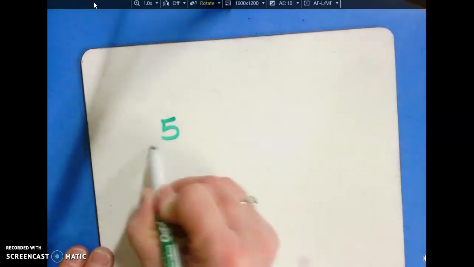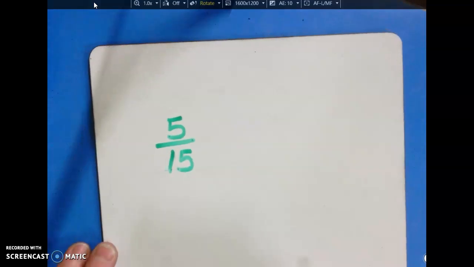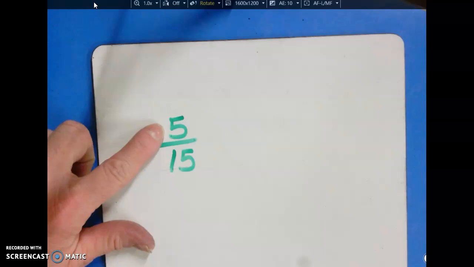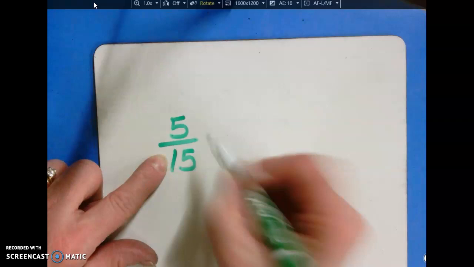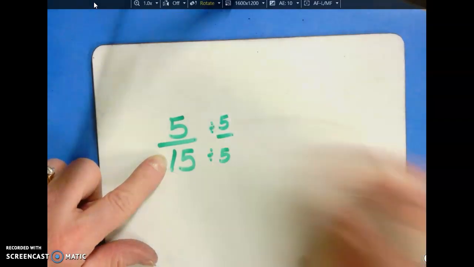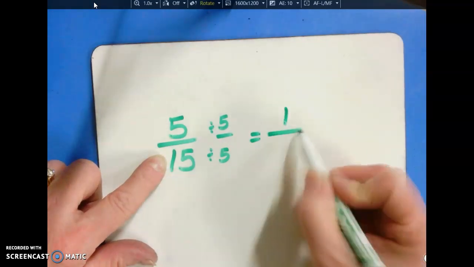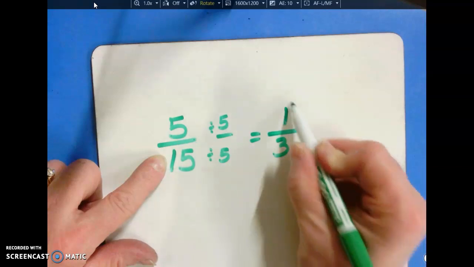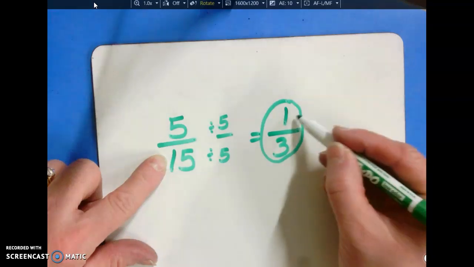Couple more. 5/15. One of the other things I always ask myself, are they both even numbers? No, in this case they're not. So another question I ask myself is, can I take my numerator and divide it into my denominator? Yes, I can. So my fancy 1 is 5 over 5. I'm going to divide both by 5. 5 divided by 5 is 1. 15 divided by 5 is 3. I know I'm in simplest form, not because I have counting order this time, but because I have a 1 in the numerator.